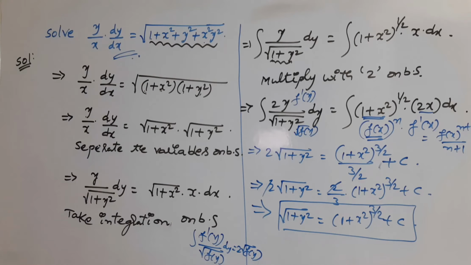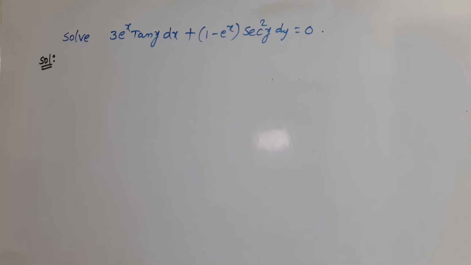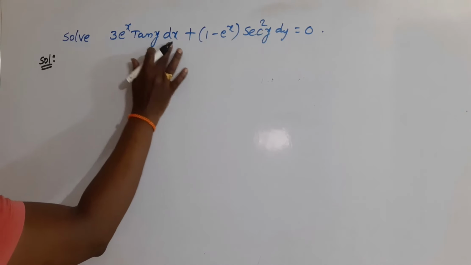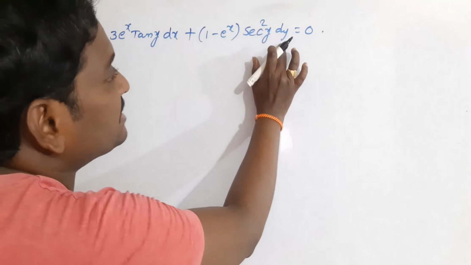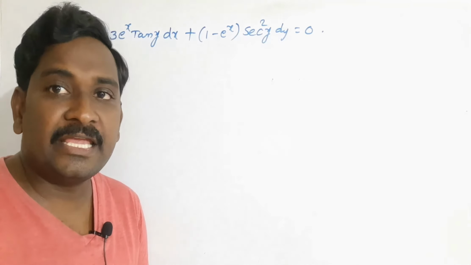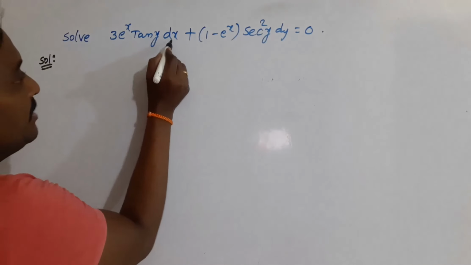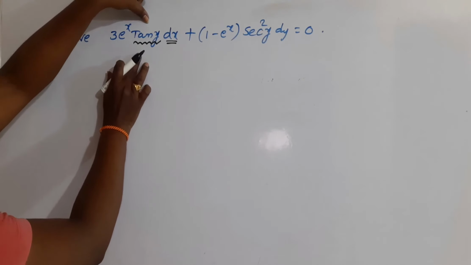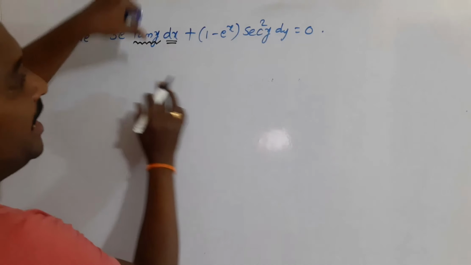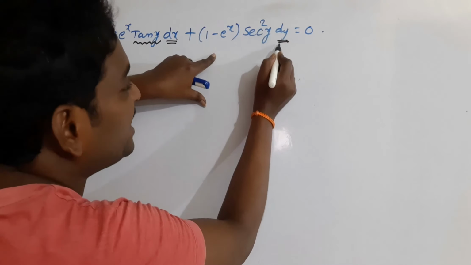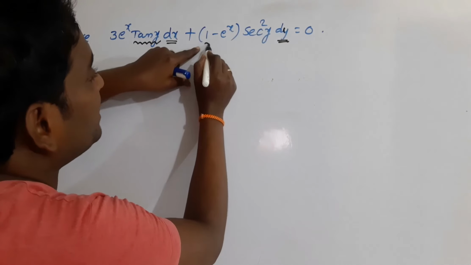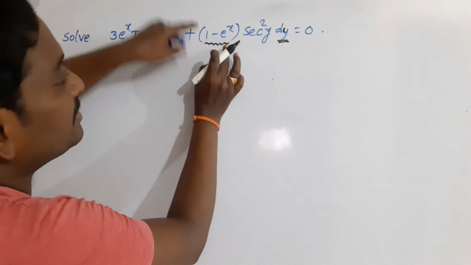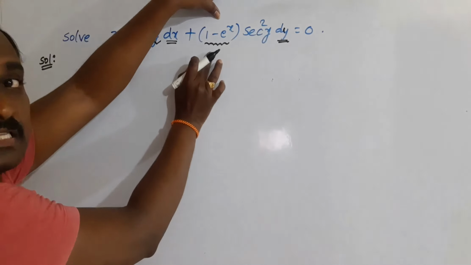Okay, I will give another example on this method of variable separable. See the next problem. Solve 3 into e power x into tan y dx plus 1 minus e power x into secant square y dy is equal to 0. So clearly here we are observing that here we have dx and this is in terms of y. So tan y is the unwanted term. This is the waste term in the first part. And we are observing that here in the second part we have dy. That's why 1 minus e power x, this is in terms of x. That's why this is waste term. This is unwanted term here.